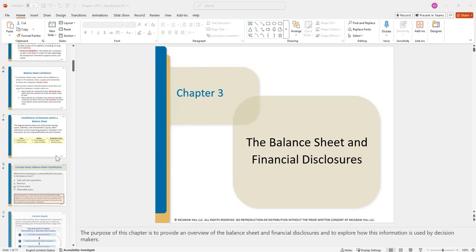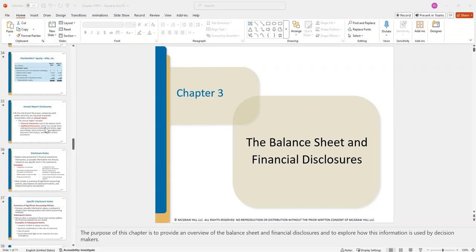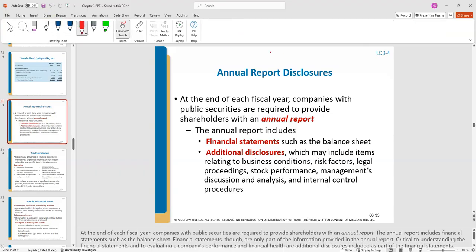We are picking it up here in chapter 3. We're about halfway through this deck. We are starting to talk about disclosures, right? So, we talked about the financial statements, the balance sheet specifically.